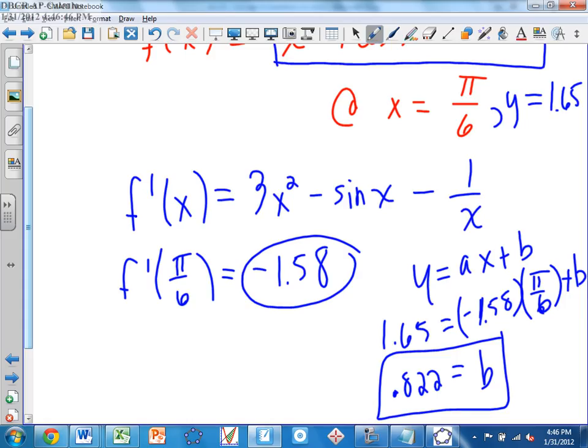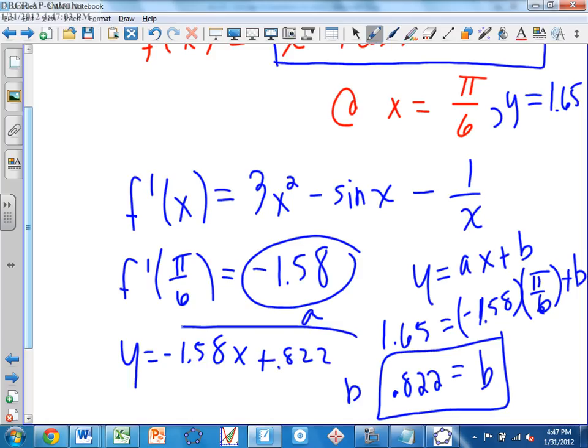Alright, so I've got the A value here. That's my A value. That's my B value right there. So I've got my line. The line that will approximate this function at x equals pi over 6 is now y equals negative 1.58x plus 0.822. There is my tangent line right there. Again, because I got the slope from the derivative, I got the x and y value, I plugged them in to get b. So now, using that, let's just graph it and look.